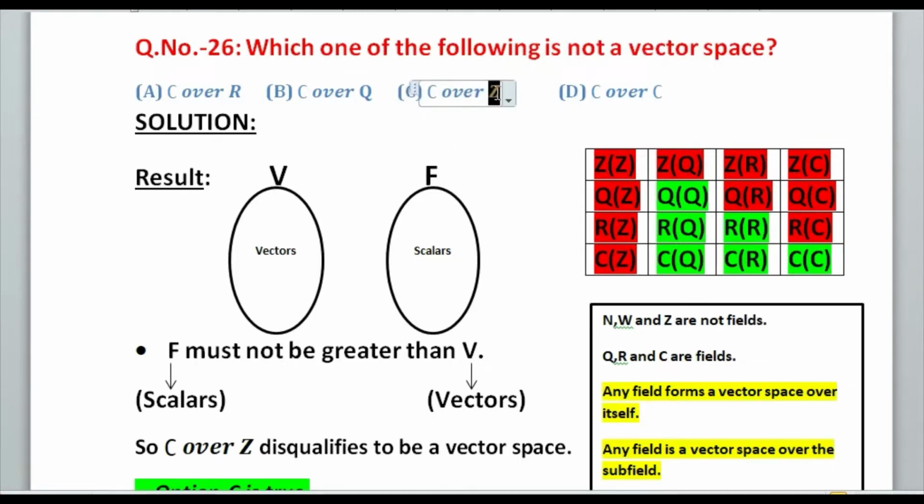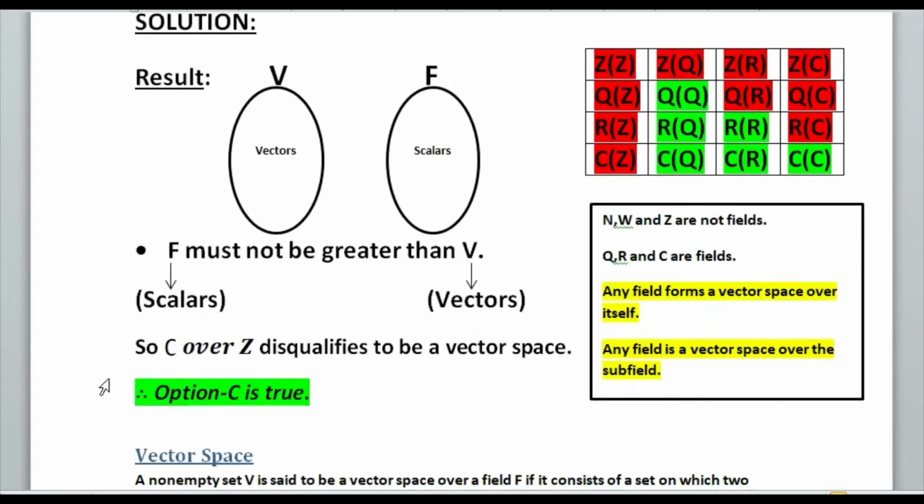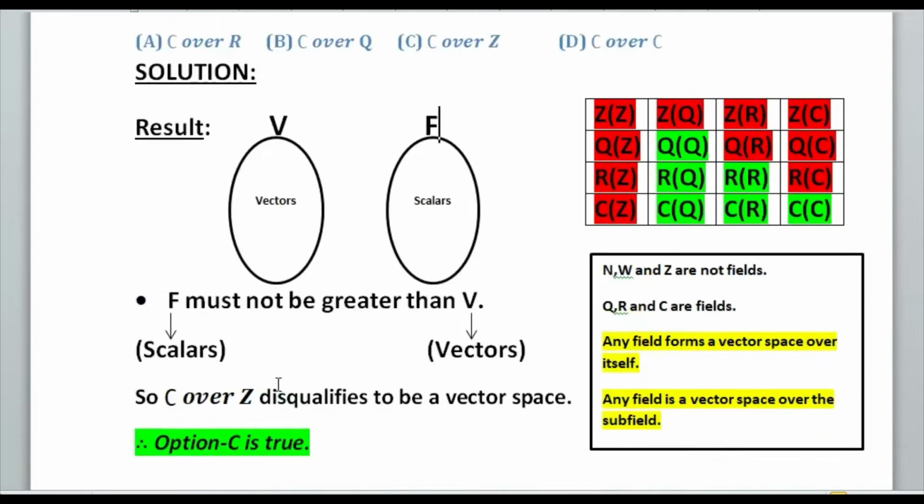According to the definition of vector space, the set after "over", the second one, should be a field. Here Z is not a field, so C over Z is not a vector space. Now you got your answer. Your need was to know which one is not a vector space. So C over Z is not a vector space.